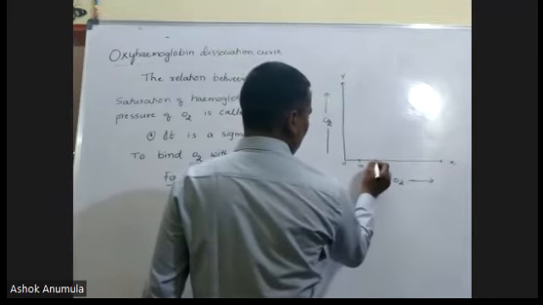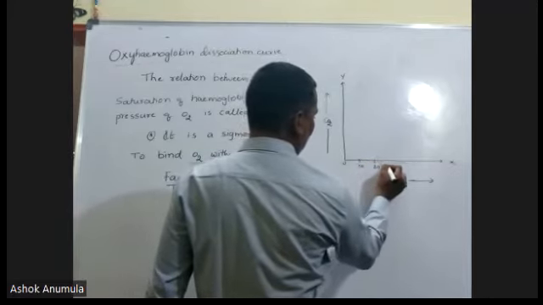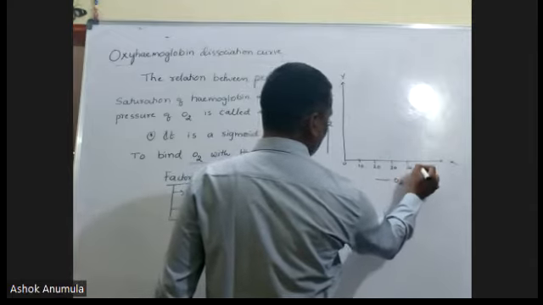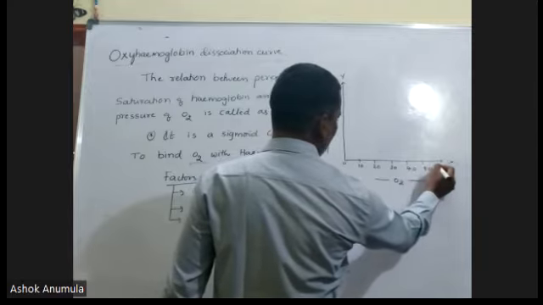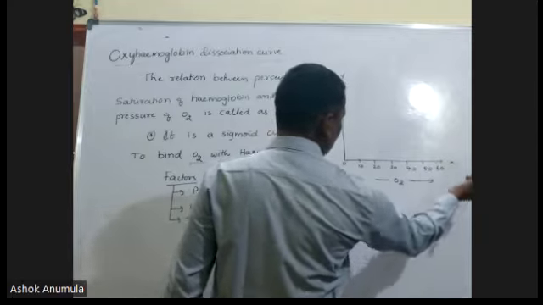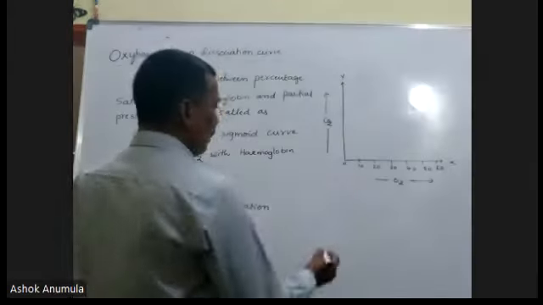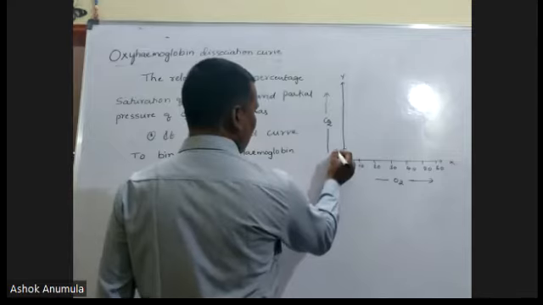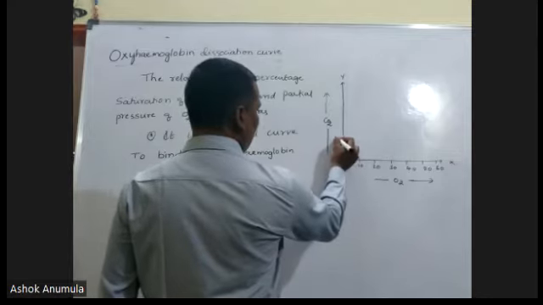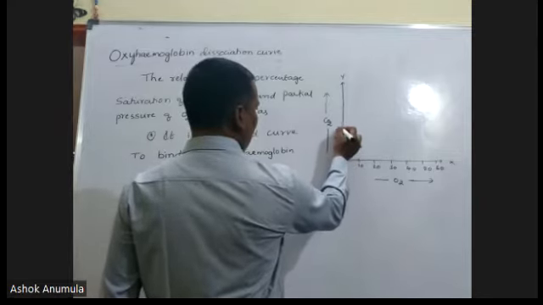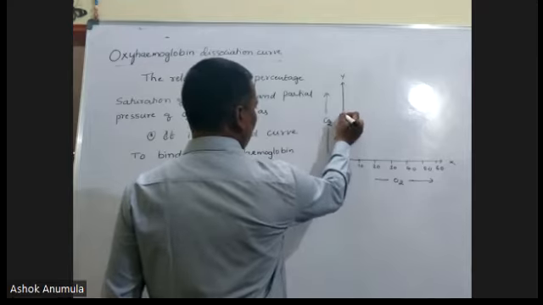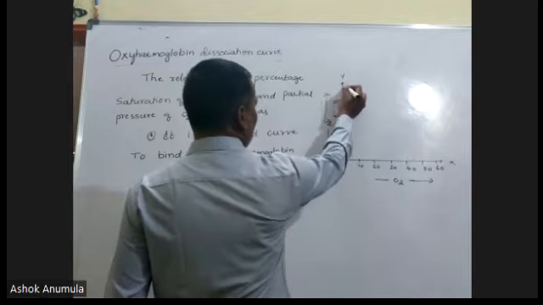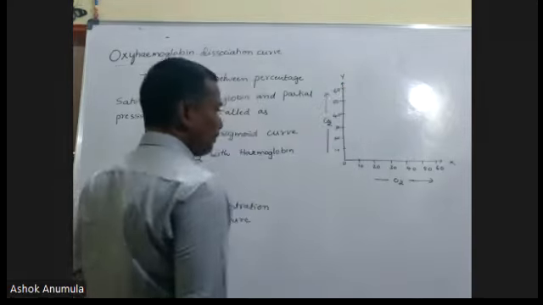The partial pressure of oxygen: 10 mmHg, 20 mmHg, 30 mmHg, 40 mmHg, 50 mmHg, and 60 mmHg. And here you can take carbon dioxide: 10 mmHg, 20 mmHg, 30 mmHg, 40 mmHg, 50 mmHg, and 60 mmHg.